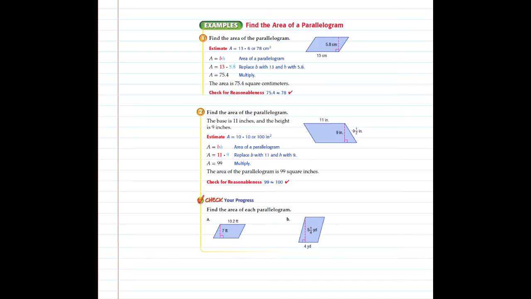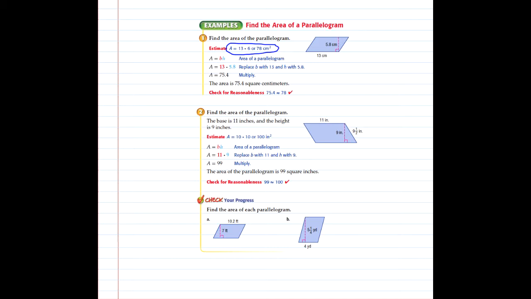Now what they've done up here, which is a good idea, is they've estimated so that they have a reasonable answer in mind before they start. They've rounded 5.8 to 6. They've left 13 as is. 60 plus 18 is 78. That's my estimate. My actual answer is 75.4. Those are in agreement. So 75.4 is a reasonable answer.